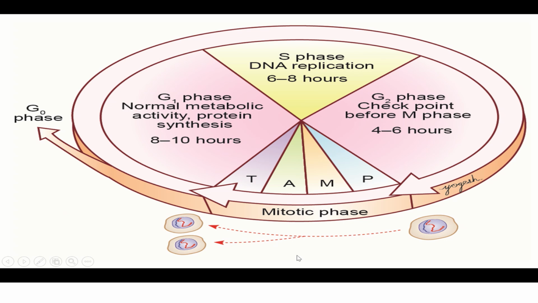There are two types of divisions: mitosis, the equational division, and meiosis, which is the reductional division. Let us compare and contrast. We are not going into the details of all of the cell cycle. We'll just highlight the comparison between mitosis and meiosis.